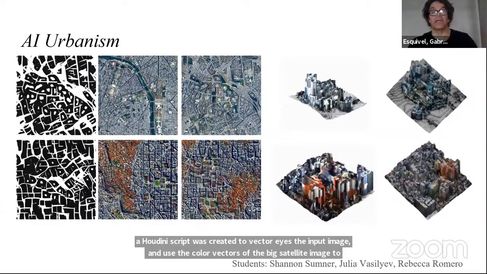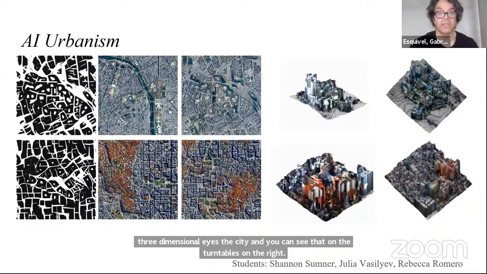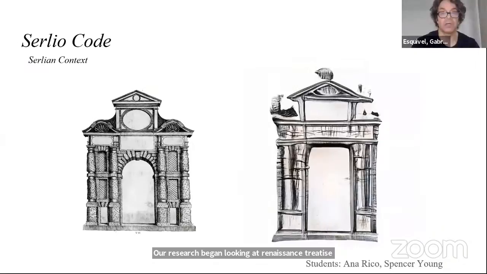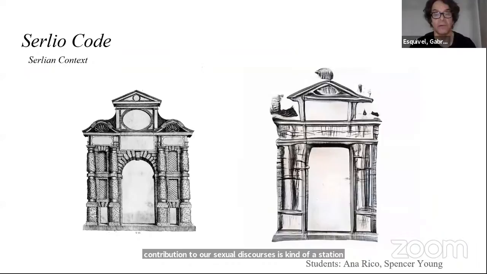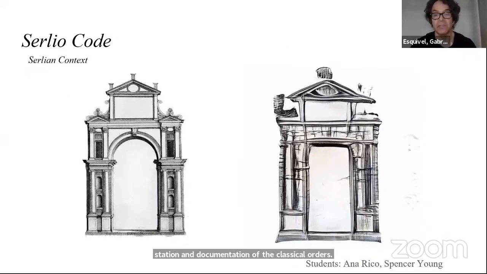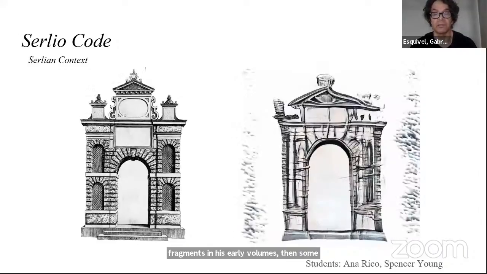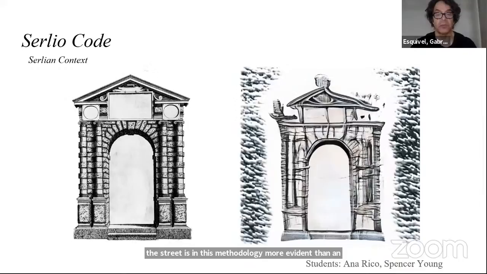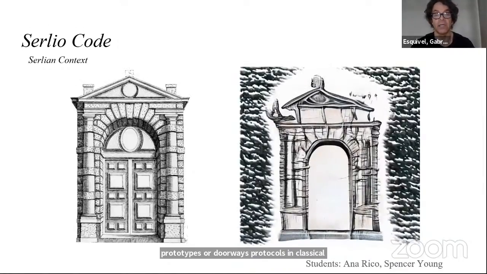Our research began looking at Renaissance treatise, specifically Serlio's. One of Serlio's major contributions to architectural discourse is his canonization and documentation of the classical orders. These classical elements are exhibited and analyzed as fragments in his early volumes, then subsequently deployed in larger building configurations. Nowhere in his treatise is this more evident than in the extraordinary Book of Doors, where Serlio creates prototypes of doorways, porticos, and classical components that are deployed and combined with unprecedented variation.